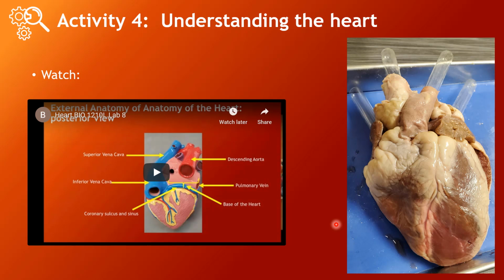So for this activity, you'll watch a video that shows you the anatomy of the heart, the external anatomy of the heart, the internal anatomy of the heart, and blood flow through the heart, back to the heart and to the whole body, the systemic circuit.